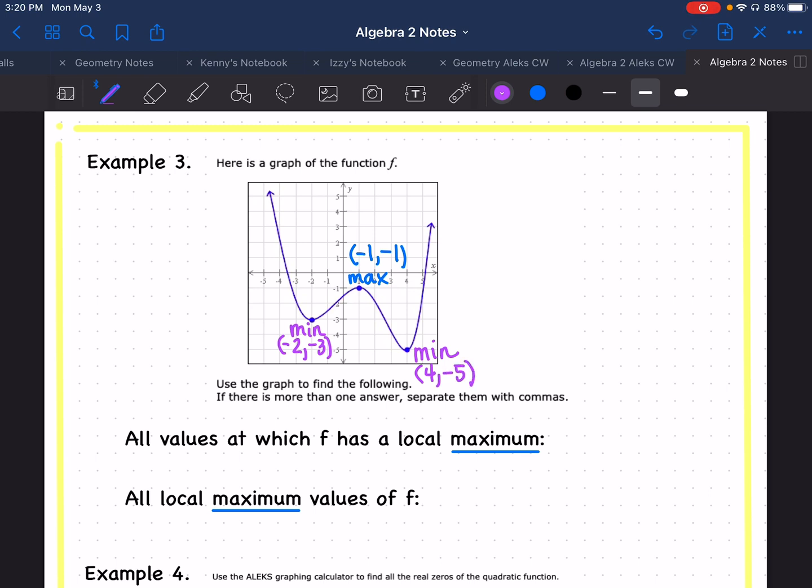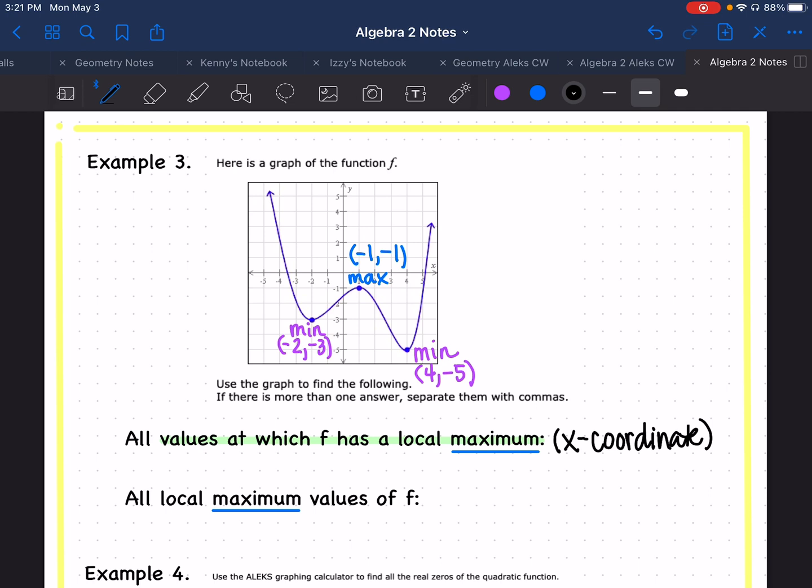But my question is asking about the local maximum. Okay, so I'm going to do the blue one, is the one that I'm concentrating on. Now notice that this first sentence says all values at which f has a local maximum. This question is asking you for the x coordinate of the maximum or the maximums. It could be more than one, remember.